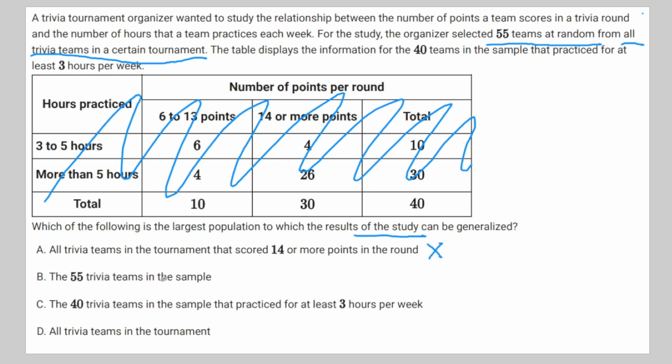B says the 55 trivia teams in the sample. Well, naturally the random sample is going to apply to the random sample, as we said before, so yeah, this applies. And then C says the 40 trivia teams in the sample that practice for at least 3 hours per week. This is narrowing down according to the table, which again you don't have to do, it's according to the study. And this is smaller than answer choice B anyways, so it can't be this. And then D says all trivia teams in the tournament. That is the group from which the random sample was chosen. So yes, this actually does apply, which is bigger than answer choice B, so it's not B. And therefore the correct choice is D.